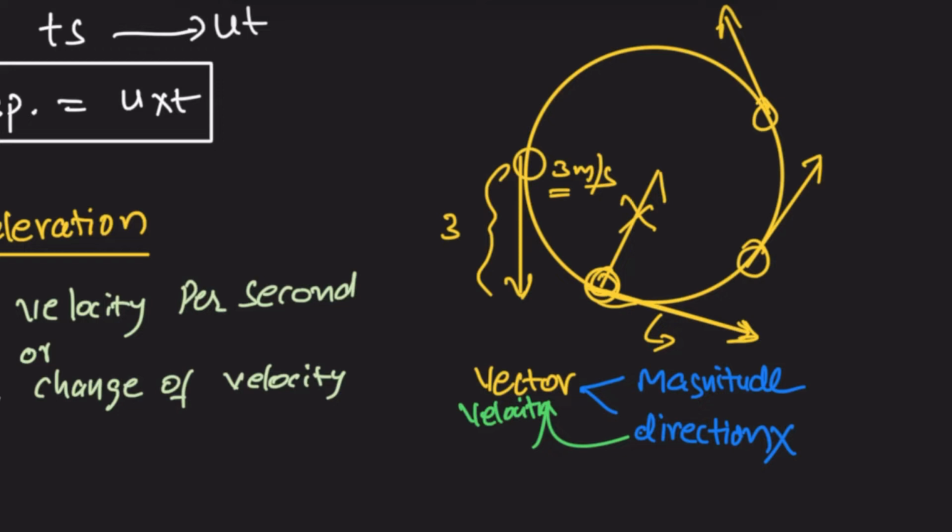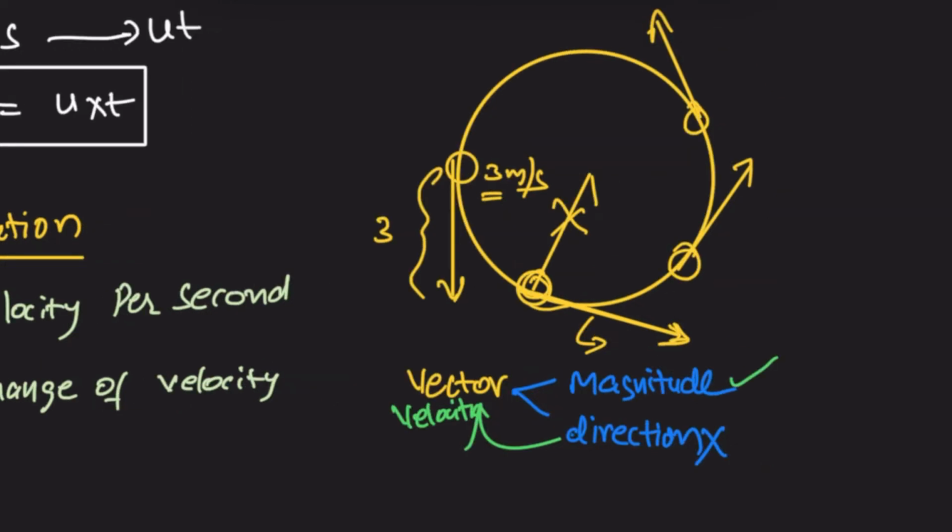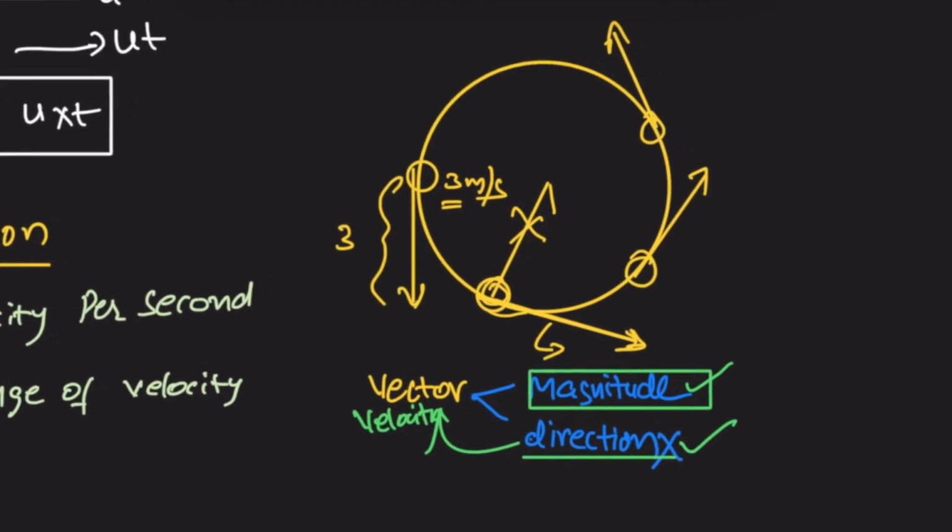When velocity is changed, definitely there is acceleration. If either magnitude or direction is changed, then there is a change in velocity. In such a case, there is acceleration. First, we discuss the case where only magnitude is changed but direction is not changed. In such a case, how do we calculate the acceleration?